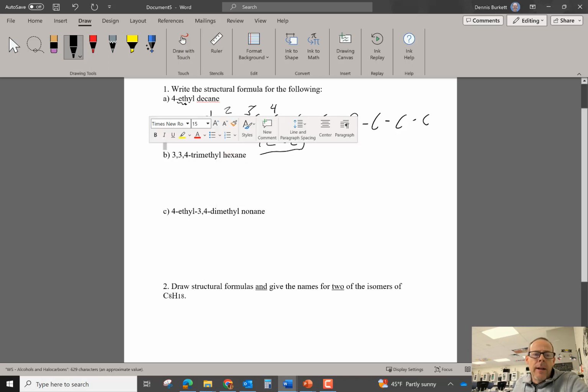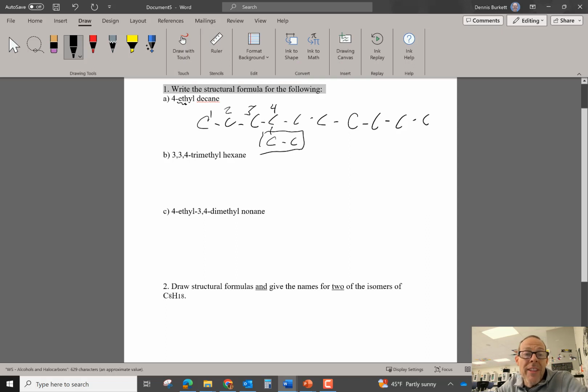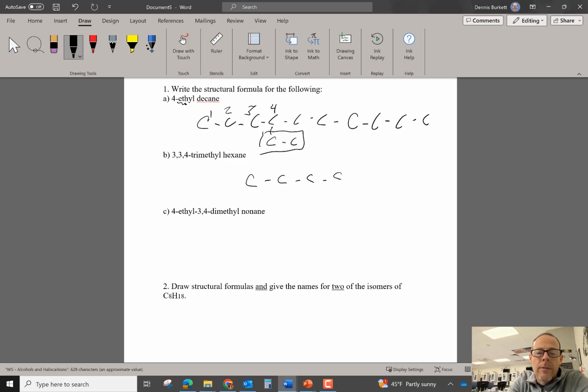All right. So 3,3,4 trimethyl hexane. Again, we're going to start on the right-hand side. I've got a hex. So you should know that means 6. 1, 2, 3, 4, 5, 6.